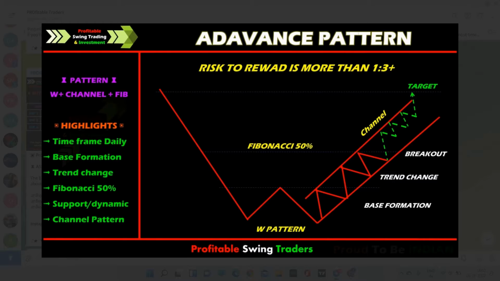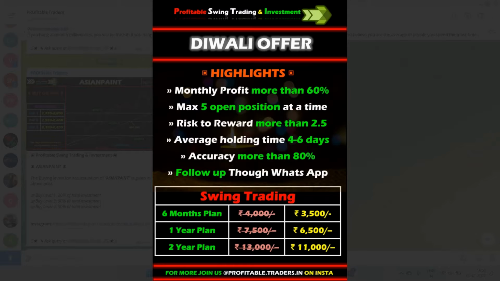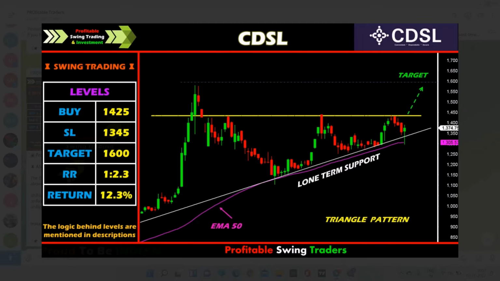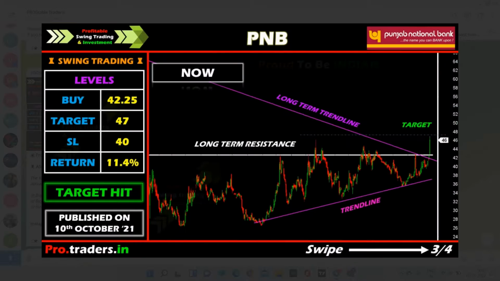Here are some of the things we offer, like sharing patterns. Another example is Apollo Hospital, buying on dips, 12.3% return on CDSL, Aarti Drugs 10%.